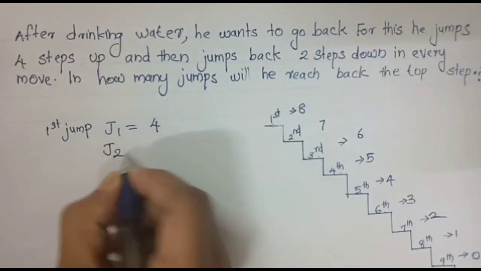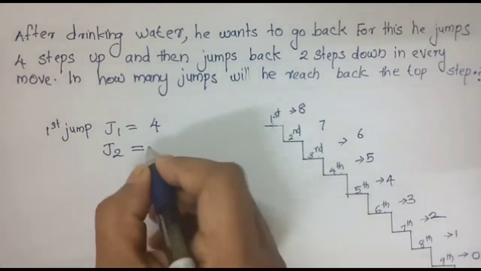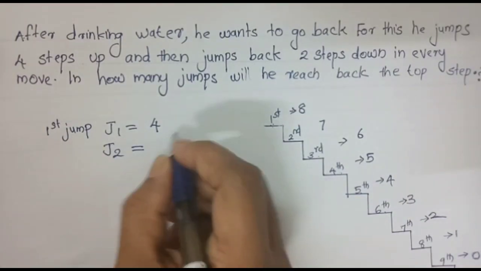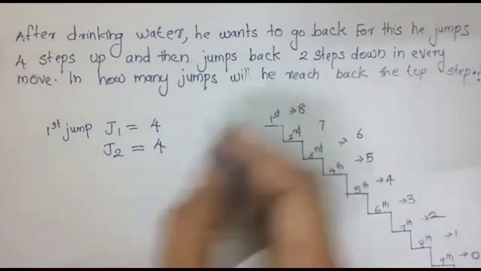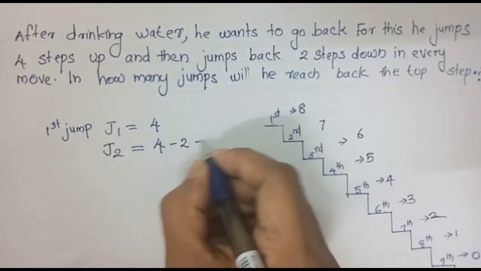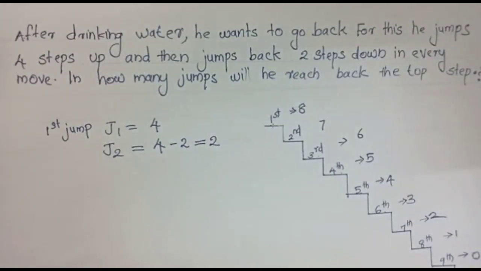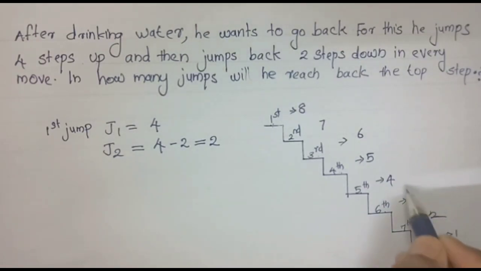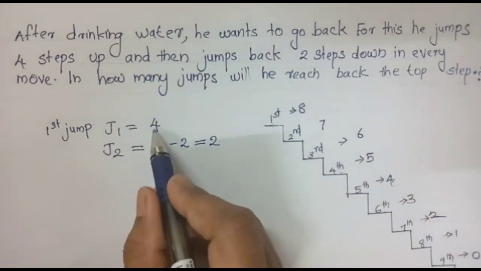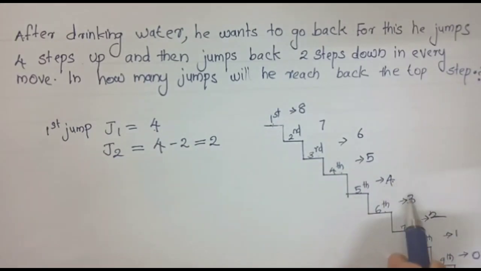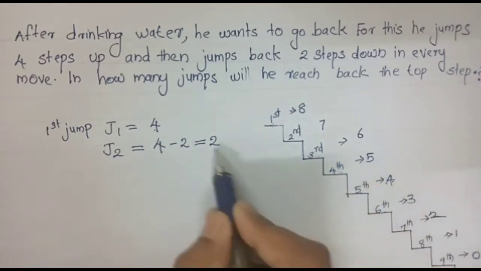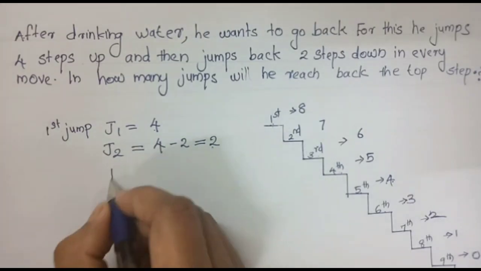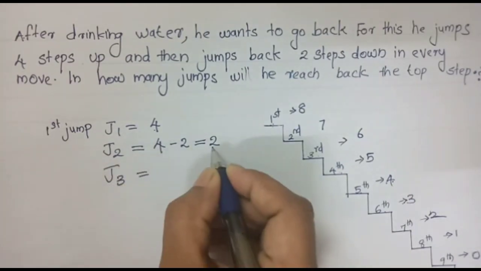And J2 is 4, 2 steps down, so 4 minus 2 equal to 2. From the picture it's clear. He starts from here. 4 steps up means 1, 2, 3, 4. So we got 4. Then 2 steps down means 1, 2. And this is 2.